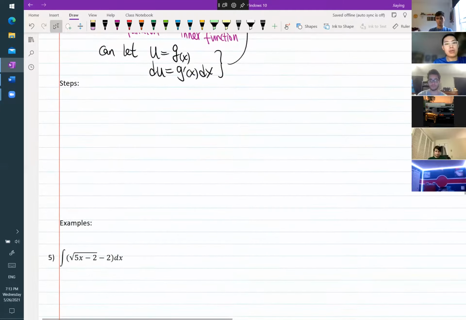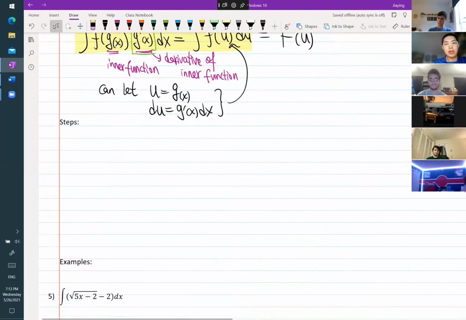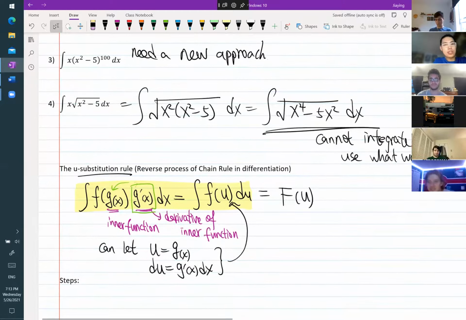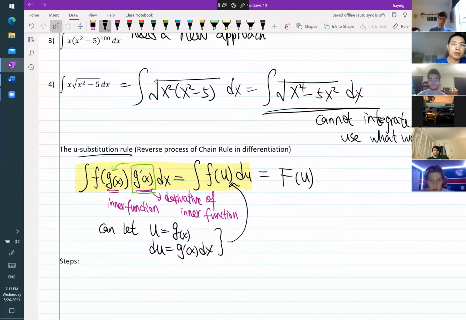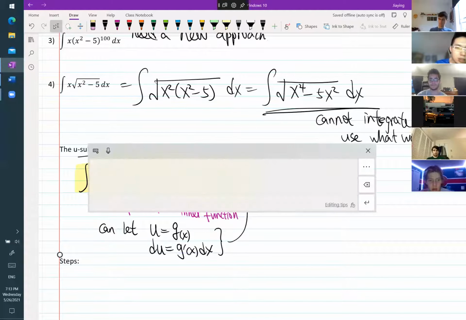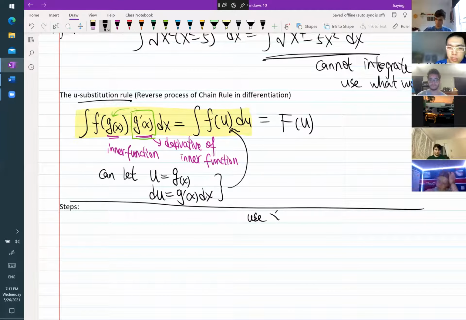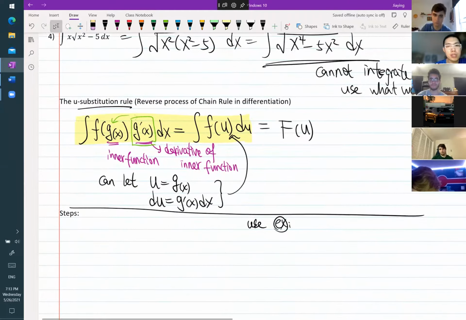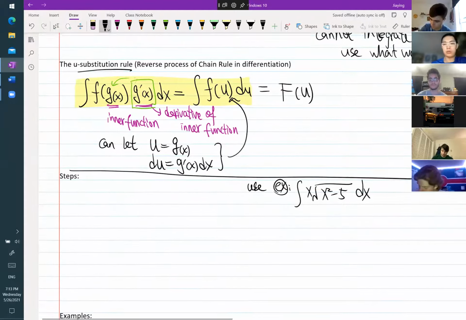Okay, so let me try with the first example. May not be the best example, but why don't I just take an example I had earlier? What's the example I'm going to use? I'm going to use number 4. The integral of x square root of x squared minus 5 dx. So I'm going to use that example to show you the steps.